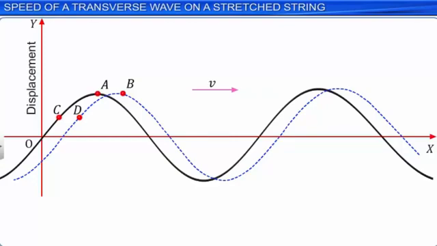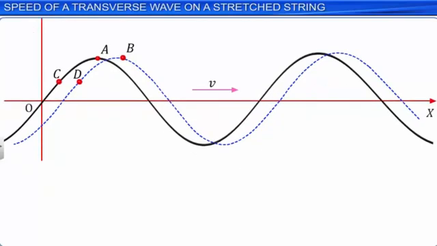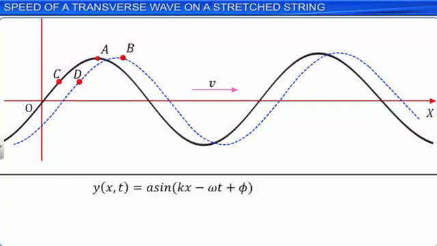can be represented by the expression y(x, t) is equal to A sin(kx minus omega t plus phi), where k is the angular wave number and omega is the angular frequency of the wave. From the initial conditions, we know that phi is equal to 0. Therefore, y(x, t) is now equal to A sin(kx minus omega t).